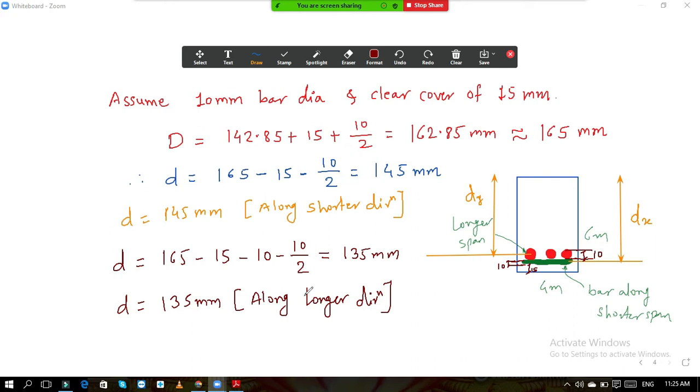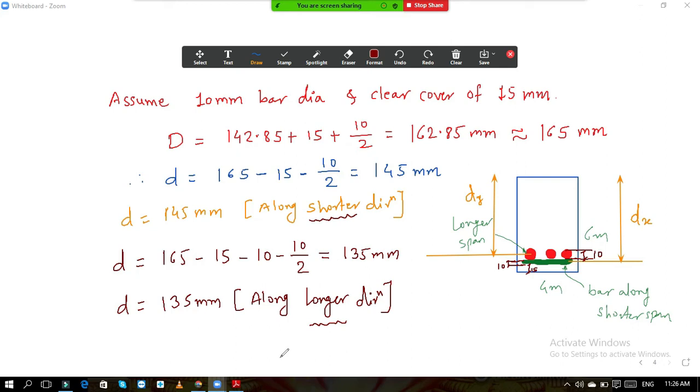And after that, longer direction bars come into the picture. Okay, after that we lay down the longer direction bars over the shorter direction bars. So that is why there is a difference in the effective depth. So this effective depth is for shorter direction and this is for longer direction.